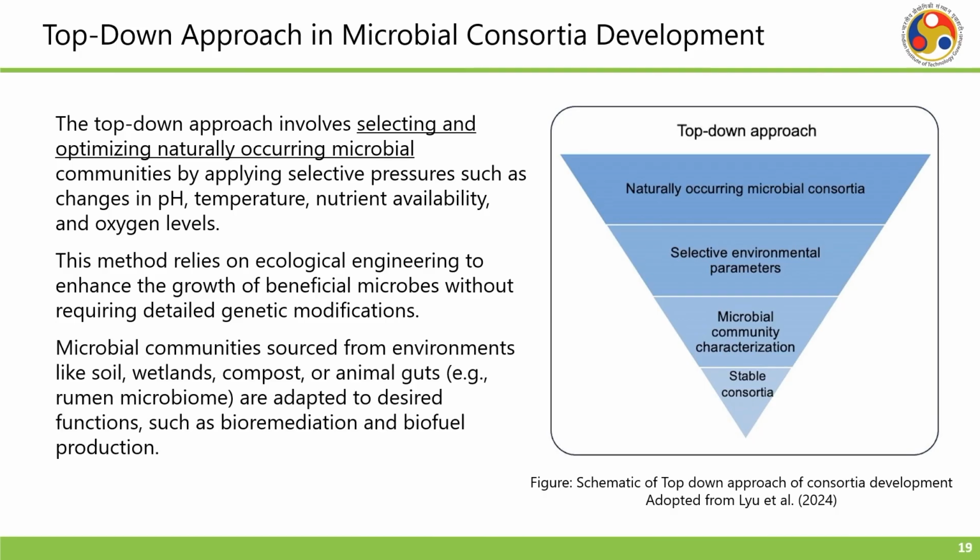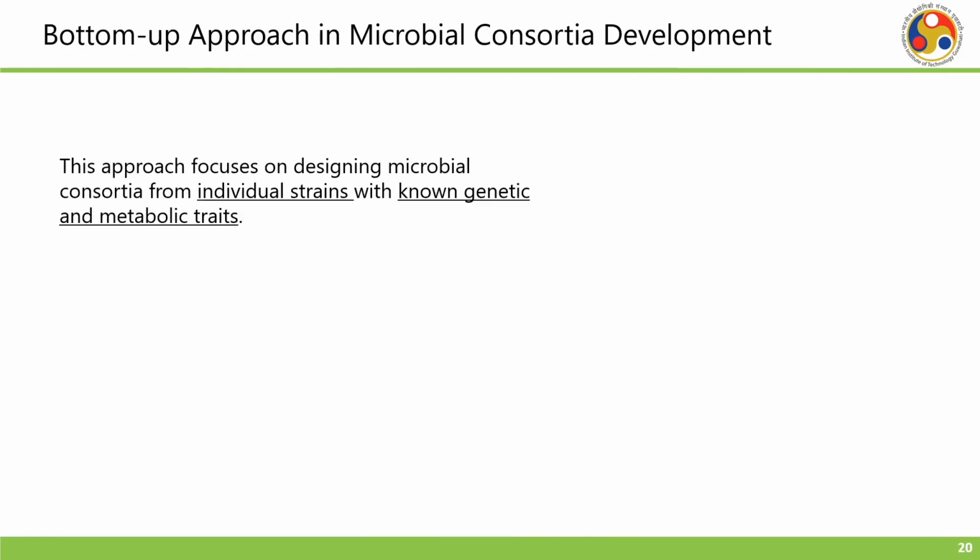genetic modifications. The microbial community is sourced from environments such as soil, wetlands, compost or animal guts, for example the rumen microbiome, and are adapted to desired functions such as bioremediation and biofuel production.